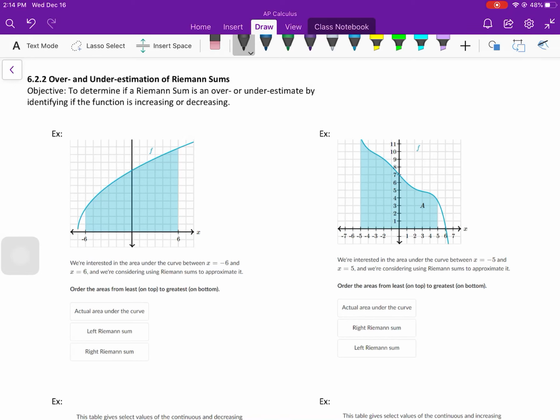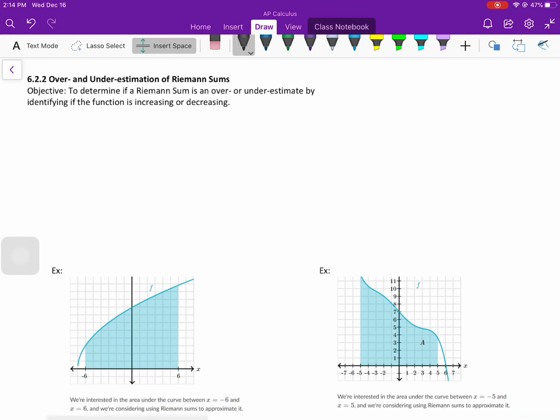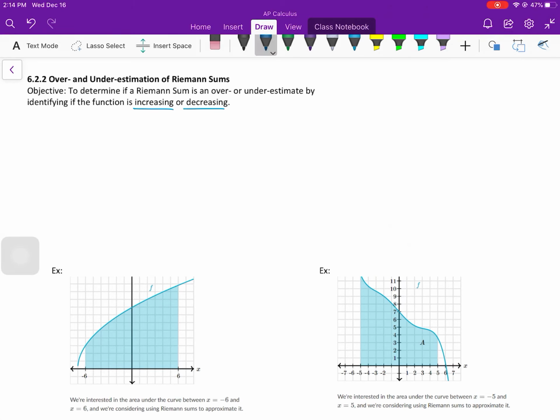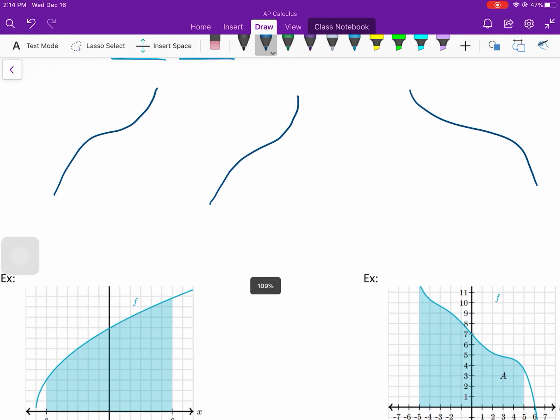So, over or under estimates, we've got to think about what a left sum looks like and what a right sum looks like. I'm going to spoil it right now: it depends on whether the function is increasing or decreasing. So let me draw a random increasing function, just always increasing, and a random decreasing function. I'll draw it twice.